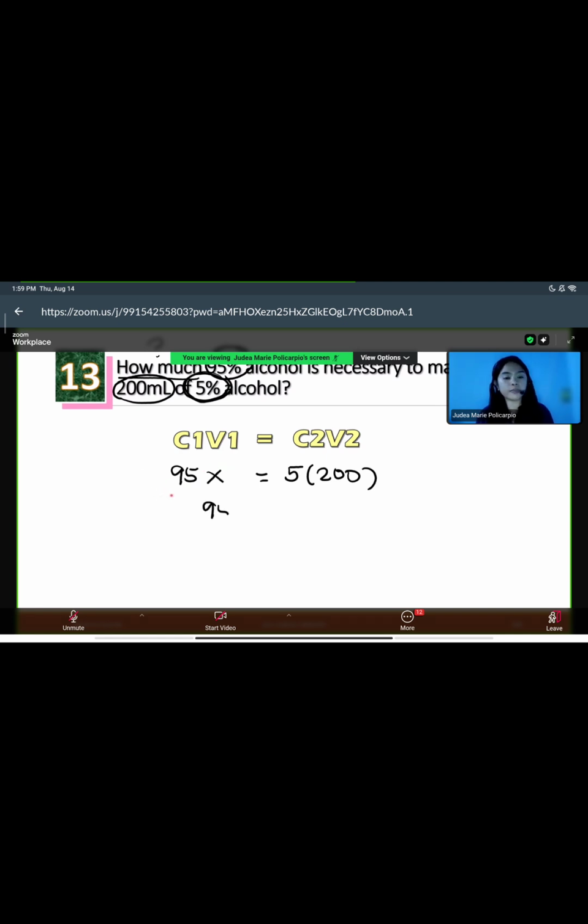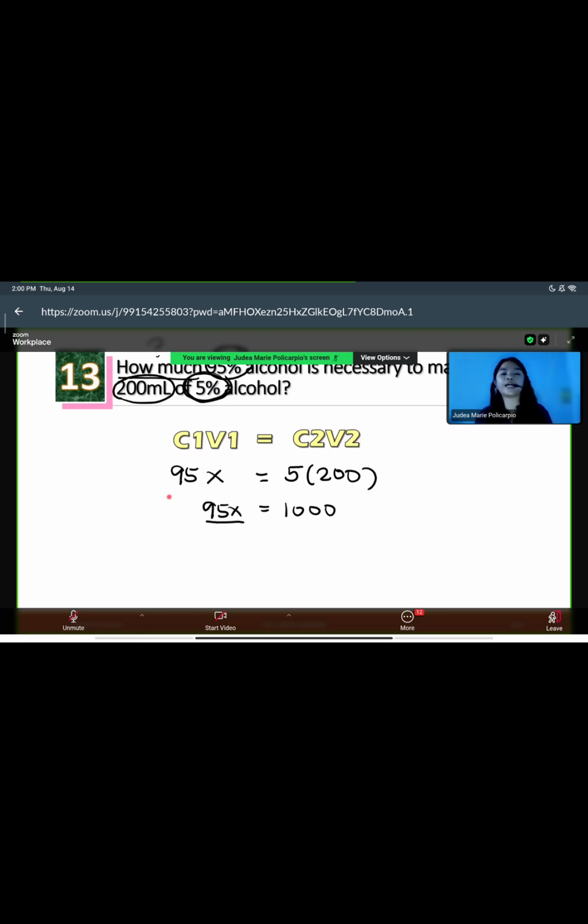Let's try to simplify it out. We have 95x on the left side and 5 times 200 on the right side. 5 times 200 would give us 1,000. Okay, and anong gagawin natin? Kung titignan nyo, 95x, di ba hindi pwedeng may kasama yung x? Kailangan your x should always be alone. Eh kaso may kasama siyang 95 at multiplication yan. Remember ang rule natin, pag multiplication, do the opposite. Anong opposite ng multiplication? Division.